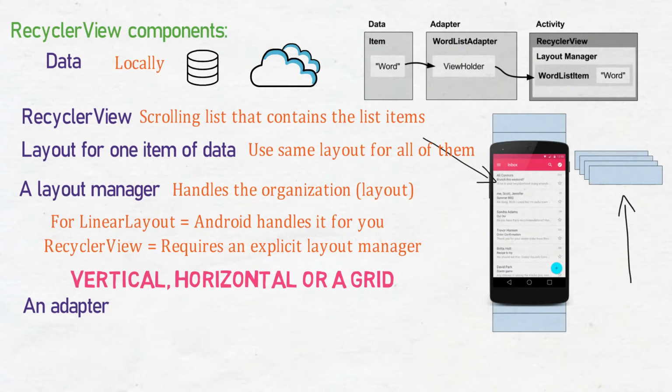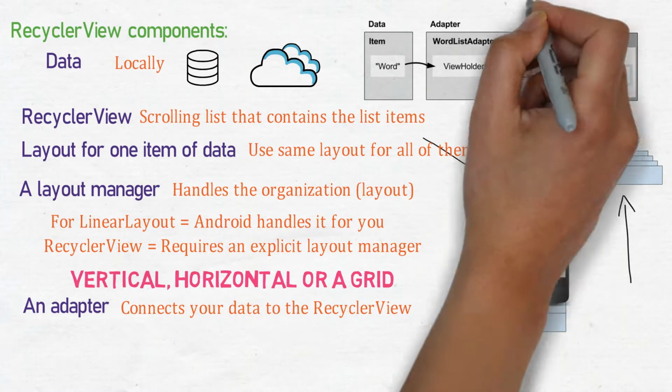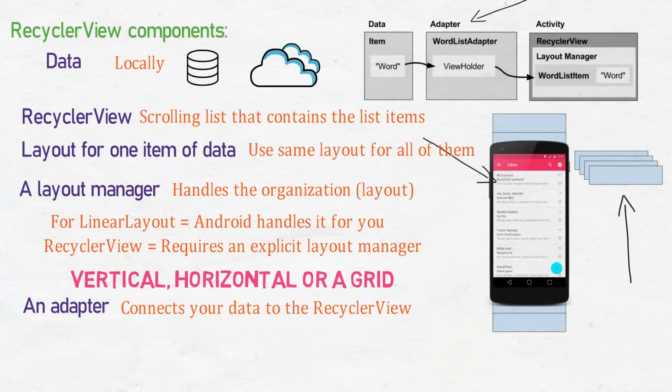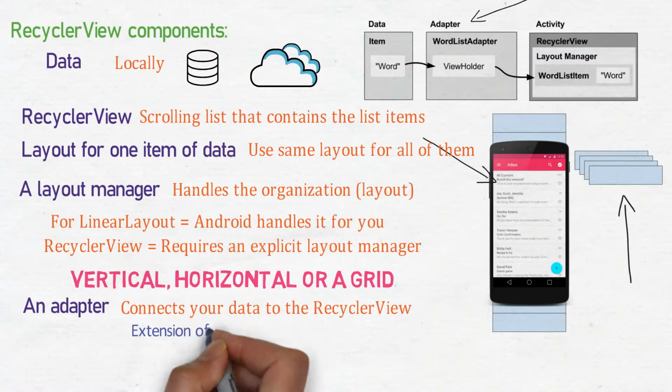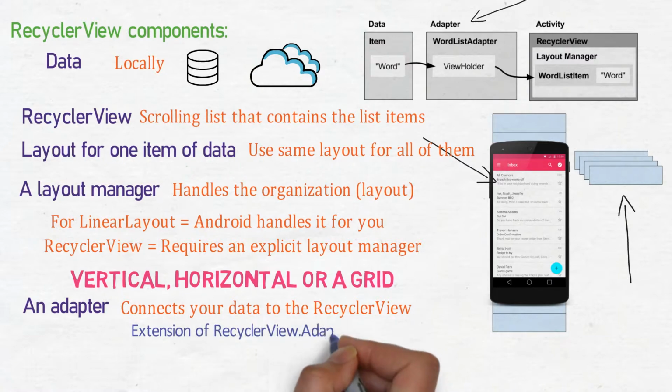An adapter. The adapter connects your data to the RecyclerView. It prepares the data and how it will be displayed in a view holder. When the data changes, the adapter updates the contents of the respective list item view in the RecyclerView. An adapter is an extension of RecyclerView.Adapter. The adapter uses a view holder to hold the views that constitute each item in the RecyclerView and to bind the data to be displayed into the views that display it.